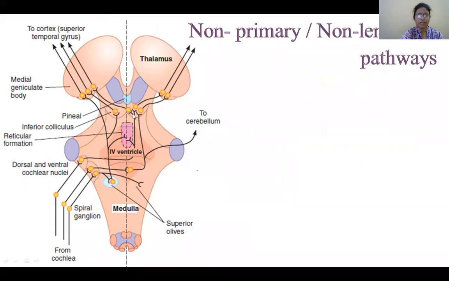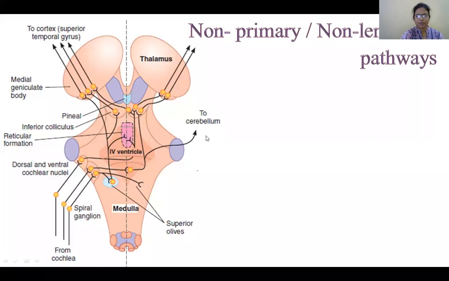Coming to non-primary or non-lemniscal pathways. Now here, if you see the connection from the cochlea towards the spiral ganglion, and from here it terminates near the dorsal and ventral cochlear nuclei. So here you see that some information is going to this pink structure, which is nothing but the reticular formation.